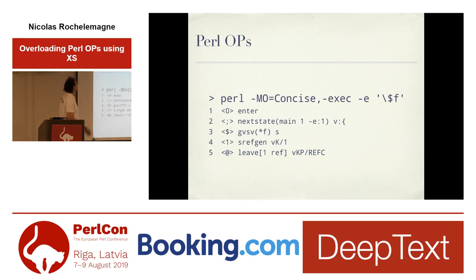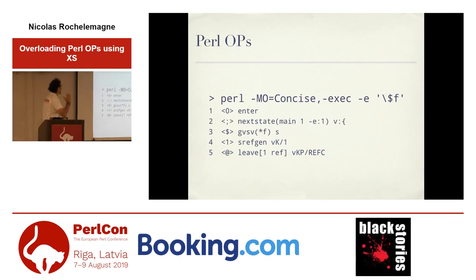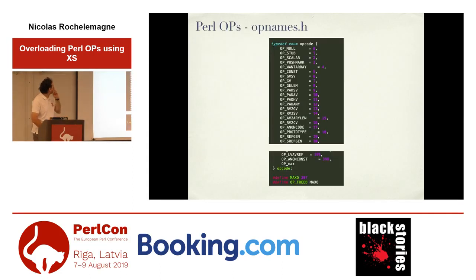The example there is \$f, and we are going to focus on that backslash. So we put the GVF, okay, and we are going to get a reference on that value. And this is the op that we will focus on for later. But first, where are the ops defined?